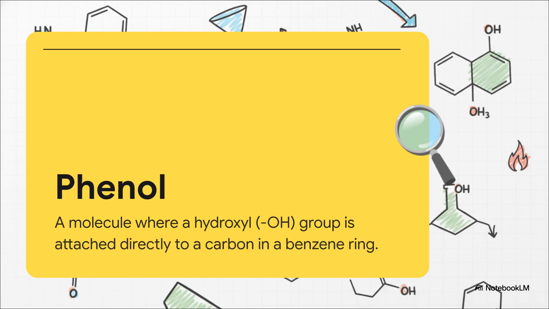But here's where it gets really interesting. It's all about location, location, location. If you take that exact same OH group, but you attach it directly to that powerhouse of a molecule, the benzene ring, its properties change dramatically. That ring makes it more acidic. It's not an alcohol anymore. It's a whole new ballgame. We call this a phenol.